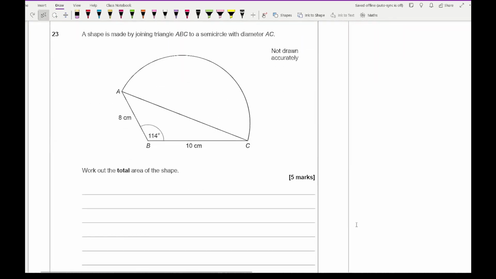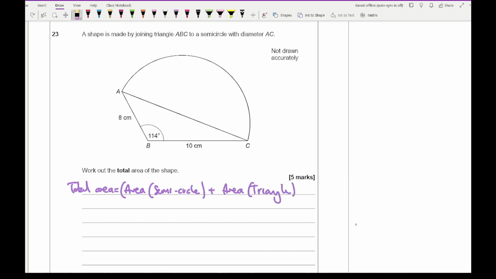Moving on to question 23, it says that a shape is made by joining a triangle ABC to a semicircle with diameter AC. Work out the total area of the shape. Well, the total area of the shape is the area of the semicircle plus the area of the triangle.